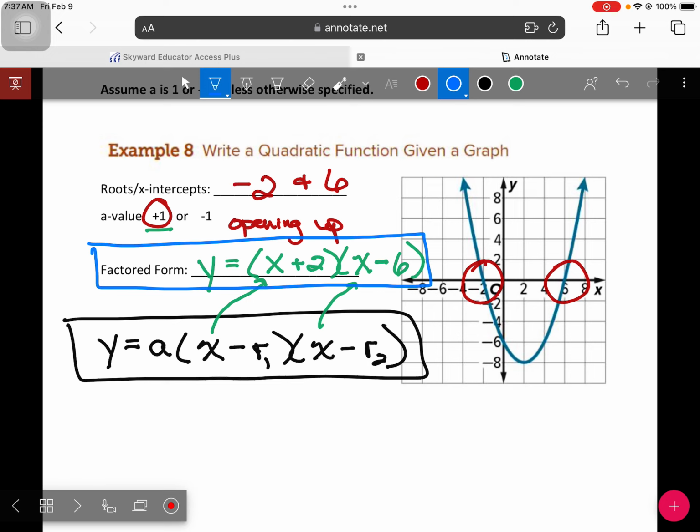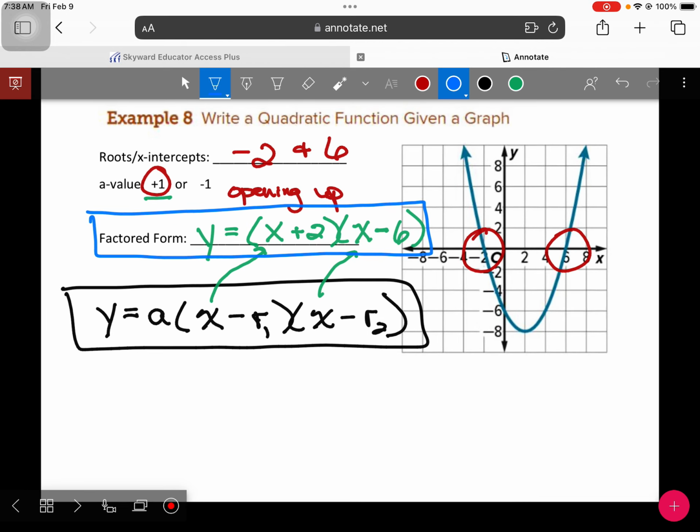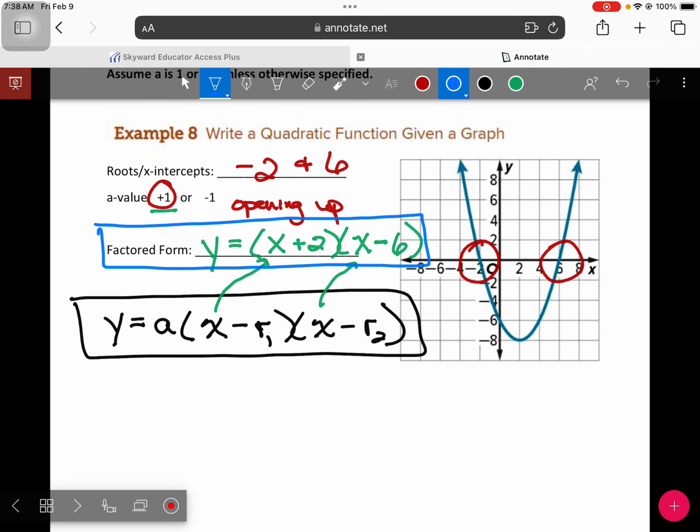And same way as you're going backwards. If we were to see this in factored form and you see x plus 2, you should know that its root is the negative 2. Okay? X minus 6 means the root is positive 6. Any questions on that?